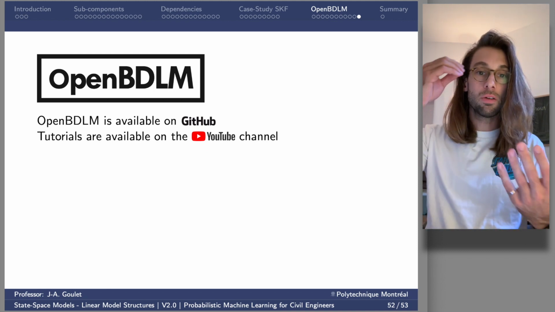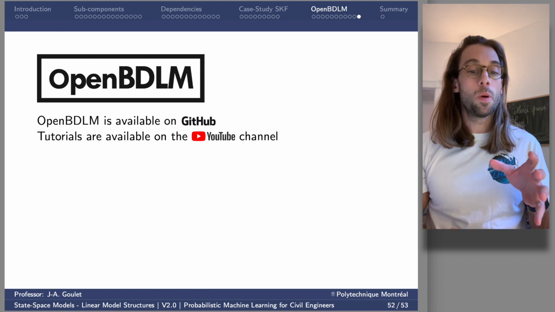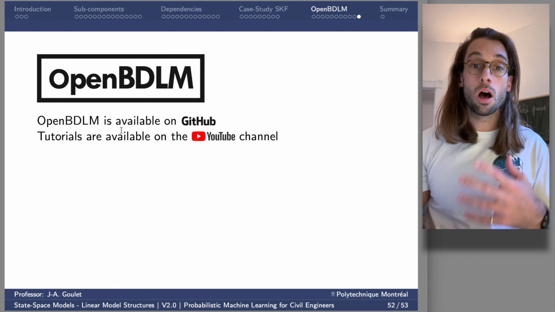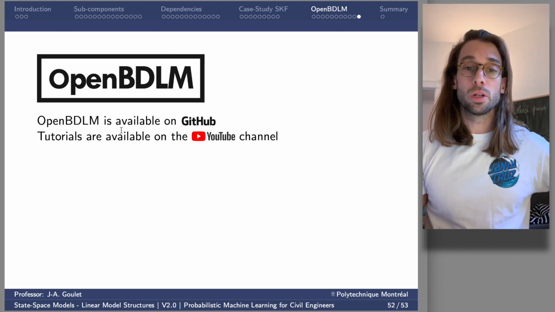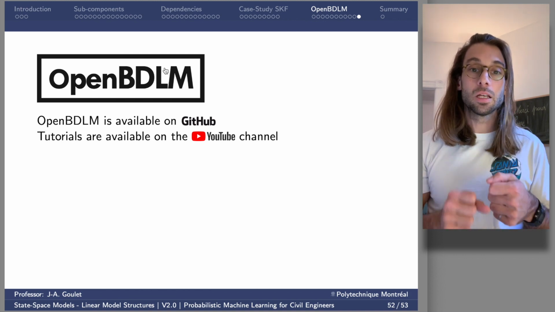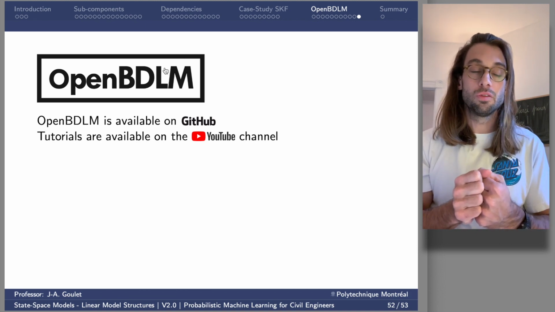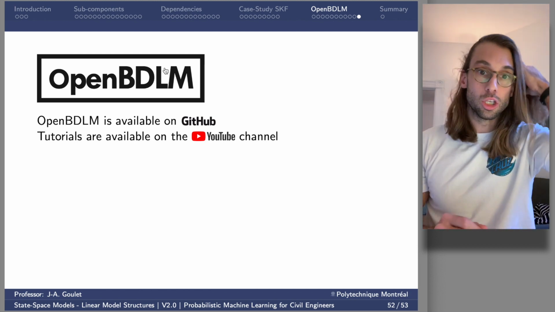So in conclusion, everything we've seen together for a state-space model is directly built in OpenBDLM. All the code is freely available on GitHub. You can download it. You have all the documentation to use it. Many applied examples, so many tutorial examples are available, and also many video tutorials on the YouTube channel. So if you type OpenBDLM, you're going to find a channel with many hands-on examples on how to get started, how to handle configuration files, and how to load and do all the steps to process your data.